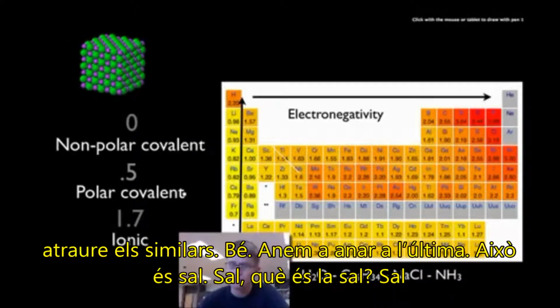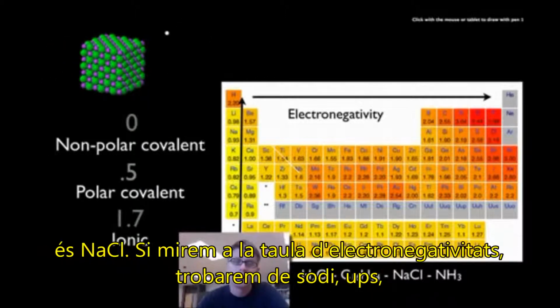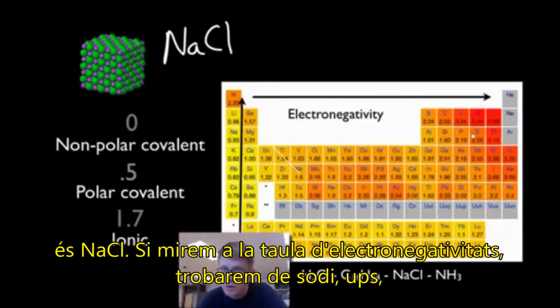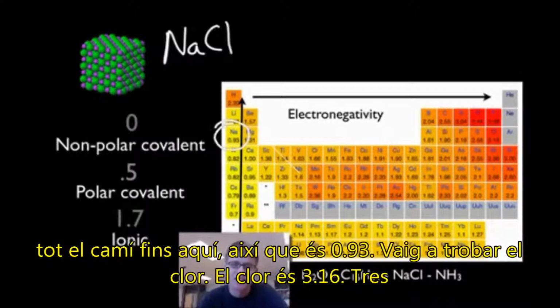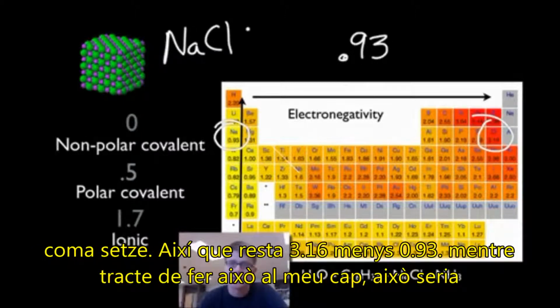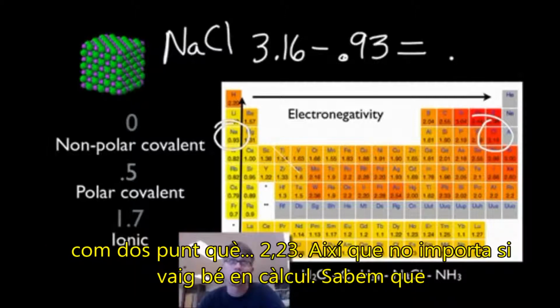That's salt. What is salt? Salt is NaCl. If we look up our electronegativities, we're going to find sodium, all the way over here, it's 0.93. I'm going to then find chlorine. Chlorine is 3.16. So I subtract 3.16 minus 0.93, as I try to do that in my head. That'd be like 2.3.